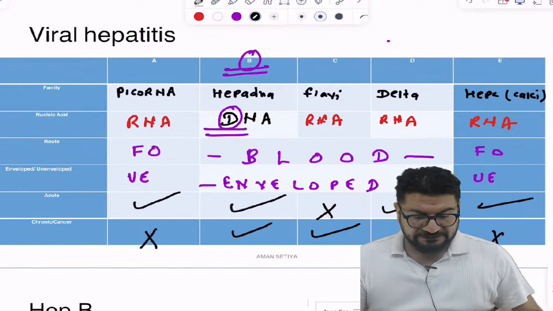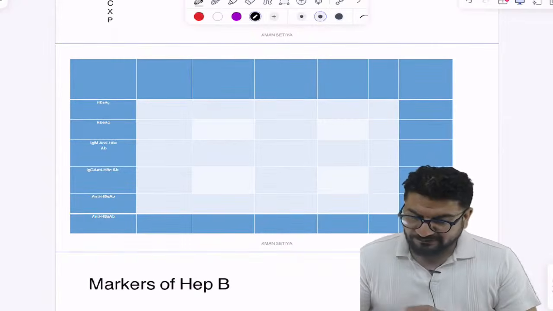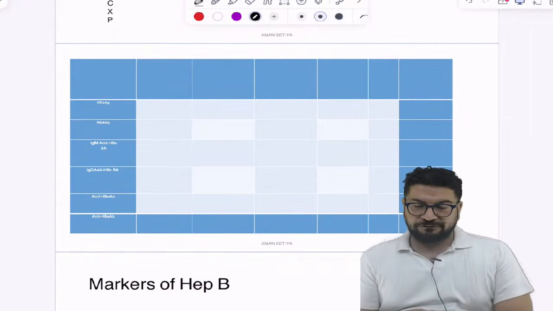So chronic cancer, किससे होगा? B और C से होगा. But a very, very important thing which they ask you in exam is question based on hepatitis B markers. तो पहले इस marker को समझो.